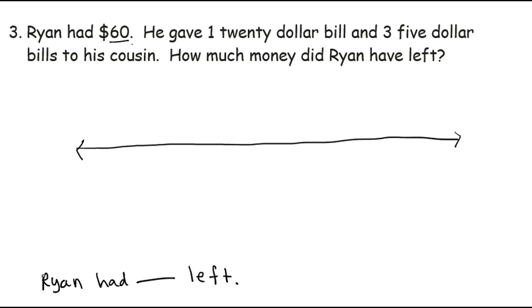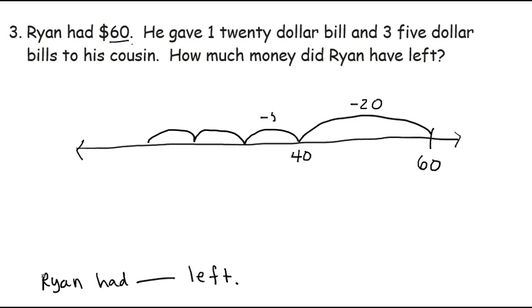So we'll start with the $60 that Ryan had at the start. And I need to jump back $20 and then three $5. So I'll show the $20 first. So I subtract 20 from 60 and I land on 40. And then I'm going to do three hops of 5 to show the three $5 bills. So I subtract 5 each time. 40 minus 5 is 35. Minus another 5 is 30. And minus 1 more 5 is 25. That tells me that Ryan had $25 left.